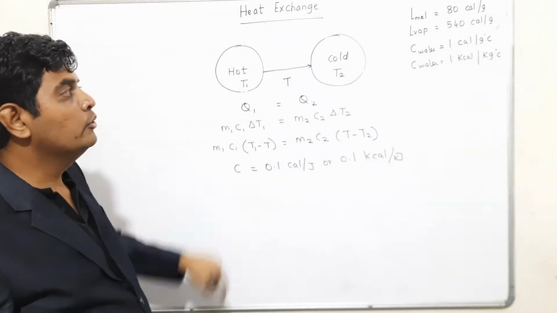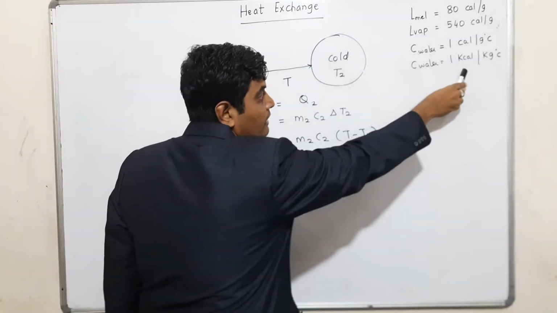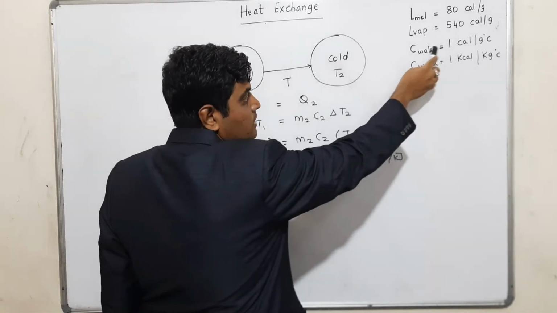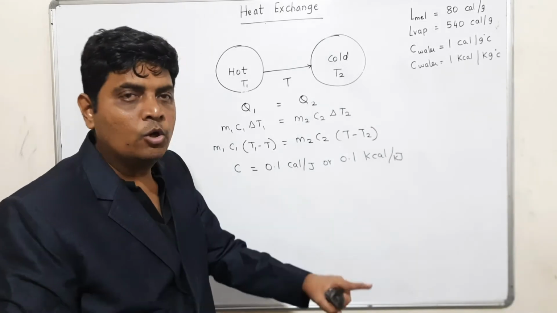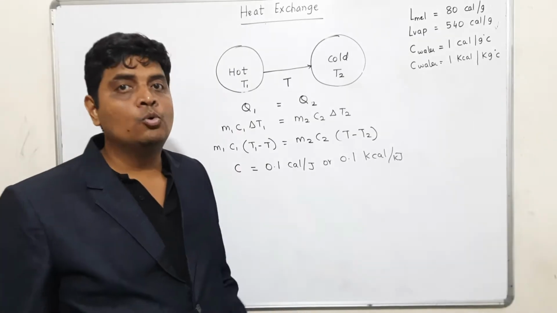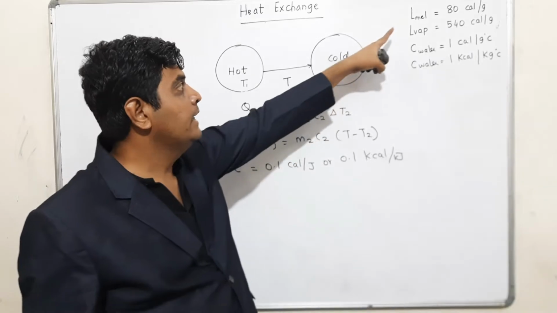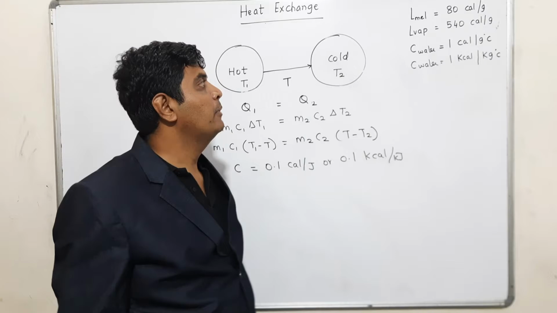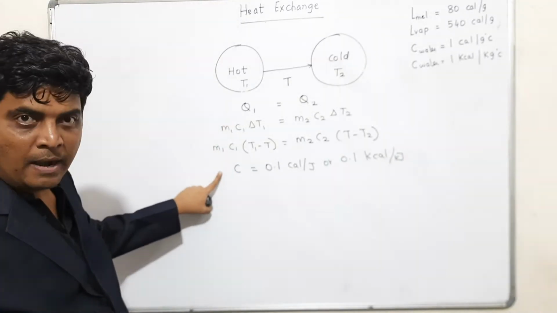You know the units of c are calories per gram degree Celsius or kilocalories per kilogram degree Celsius. We need to remember the c for water. For water, c is 1 calorie per gram or 1 kilocalorie per kilogram. If the mass is given in kilograms, you take c of water as 1 kilocalorie per kilogram, or you convert that mass into grams and use 1 calorie per gram. Also, we need to remember the latent heat of melting or fusion for ice, which is 80 calories per gram, and the latent heat of vaporization is 540 calories per gram. So first you have to remember this part.